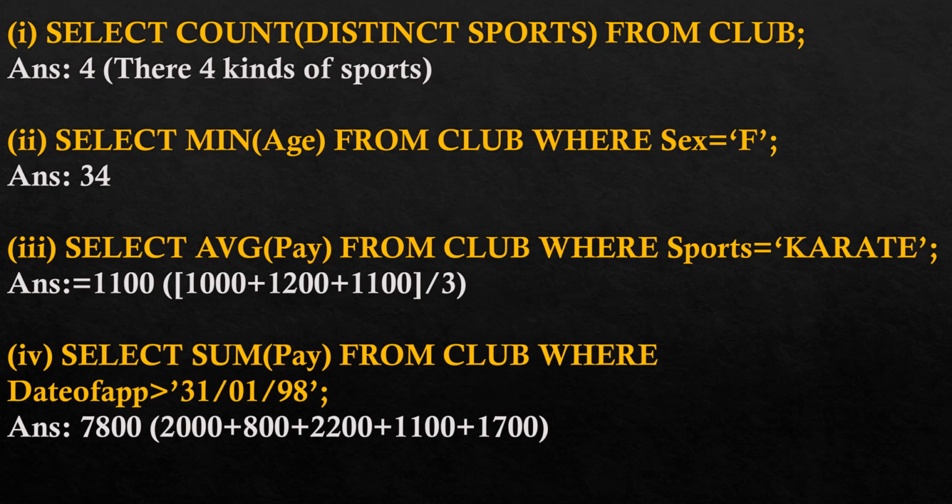Now select sum of pay from club where date of appointment is greater than 31st January 98. So there are 5 coach IDs whose date of appointment is after 31st January 98. We will consider their pays, that is 2000 plus 800 plus 2200 plus 1100 plus 1700. All those will be added to give you the sum as 7800.